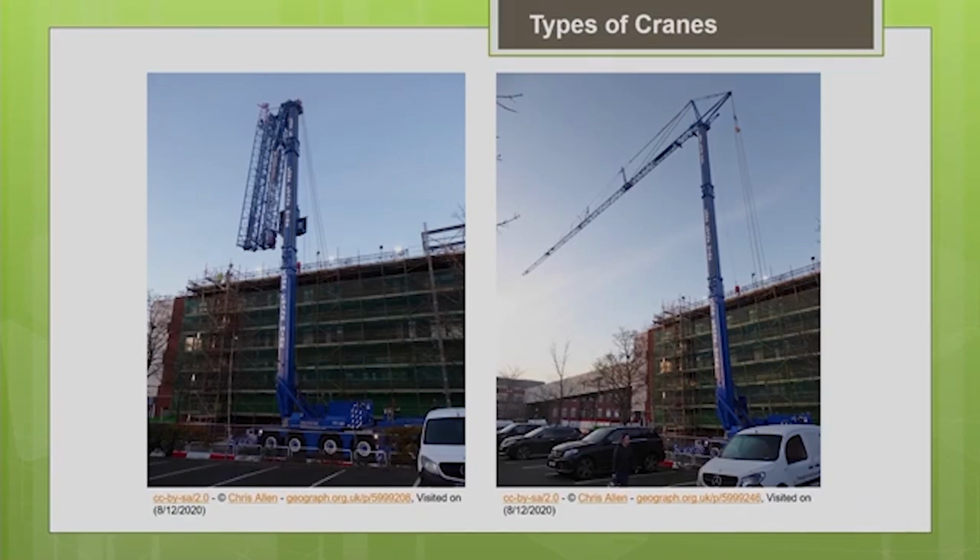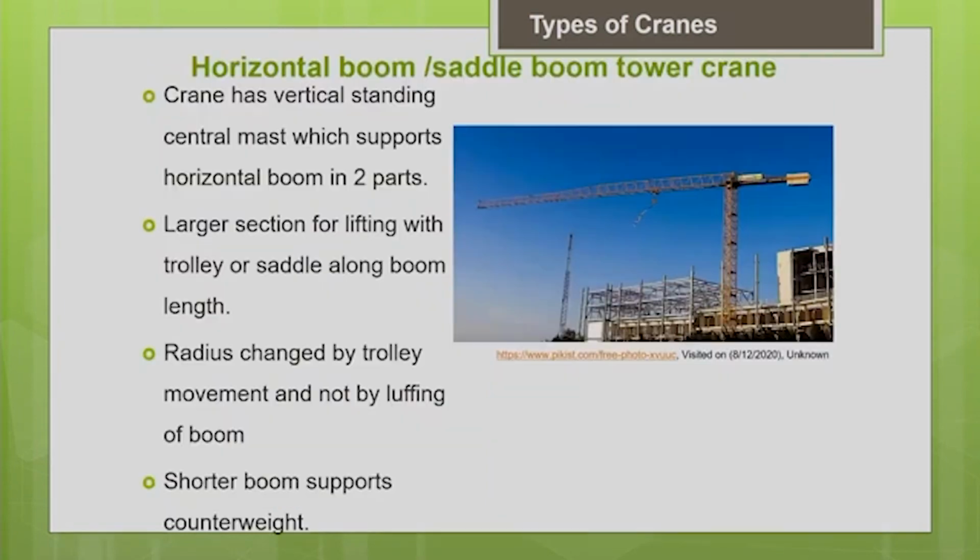After you mobilize it to the site, you can easily self-erect. You can see the self-erection mechanism with a hydraulic jack system. So, these are very simple and easy cranes to mobilize and erect. These are the pictures of the bottom slewing. So, next is the horizontal boom or saddle boom tower crane.